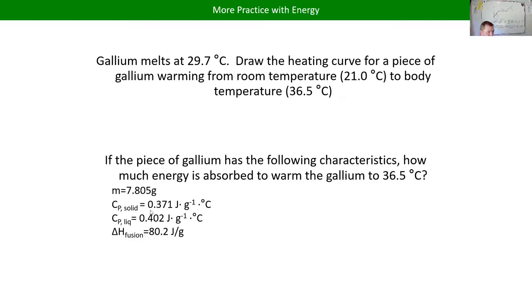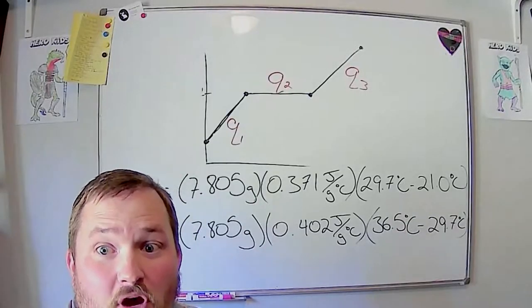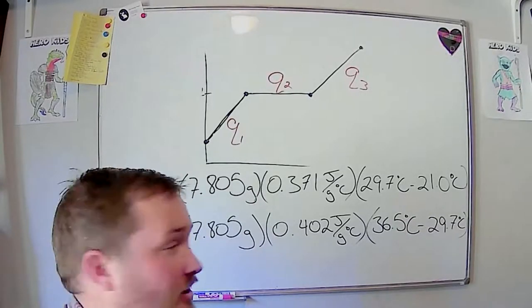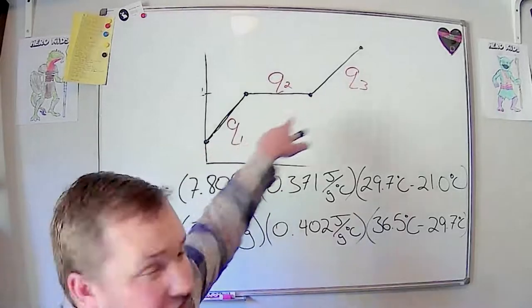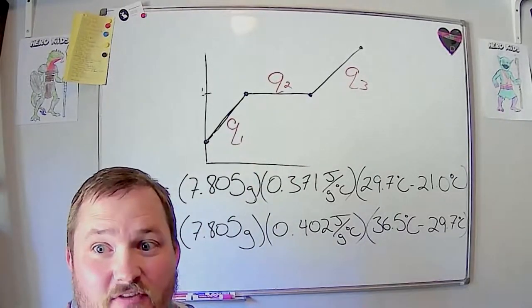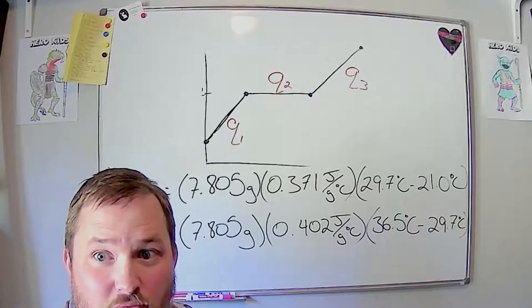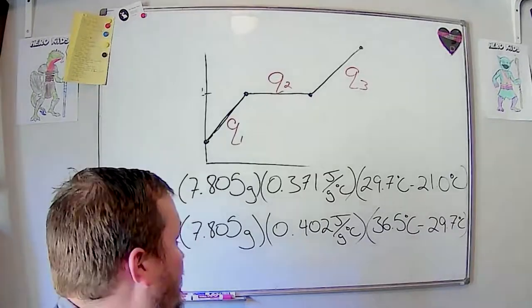All right, so I will write the numbers on the board for anything that you don't have written down yet, but I'm going to stop the screen share and go over this. So again, for Q1 and Q3, where we have temperature change, we're using our Q equals mass times specific heat times delta T equation. So it's just a matter of making sure you plug in the right numbers that are all given to you.